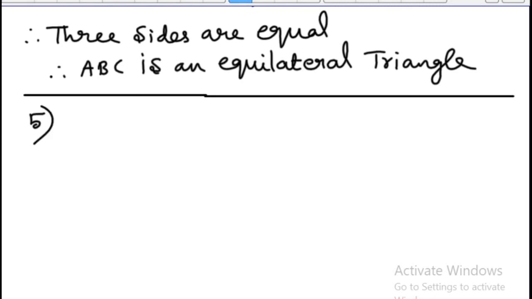You are going to find only distance. For an isosceles triangle, two sides must be equal. For an equilateral triangle, three sides must be equal. That's all. Then question number 5.